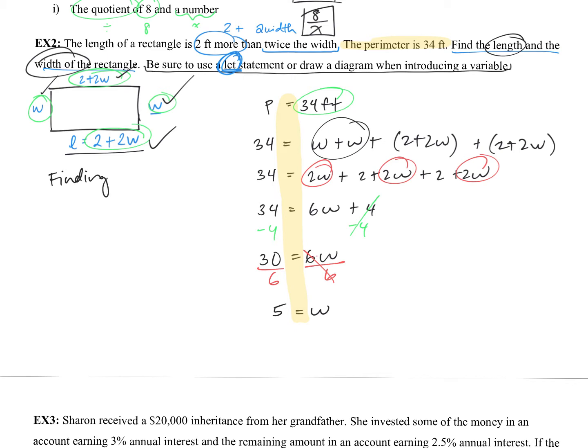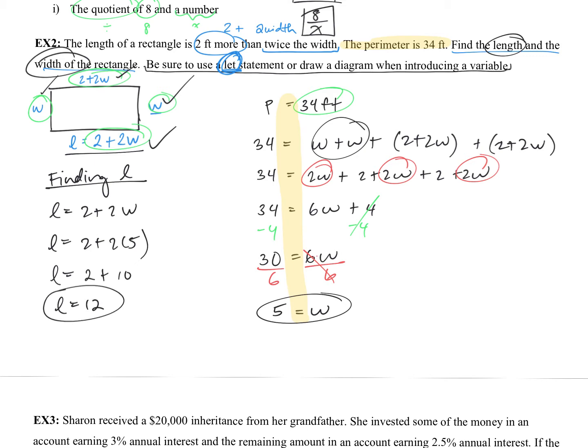Finding L. L is equal to 2 plus 2 times W. We already found out that W is equal to 5. So go ahead, 2 plus 2 times 5. L is going to equal 2 plus 2 times 5 is 10. L equals 12. Alright, but we still need to write our sentence. So we can say the length is 12. And do we have any measurements here? I mean, any units? We do, it's feet. We're talking about feet. Length is 12 feet, and the width is 5 feet.